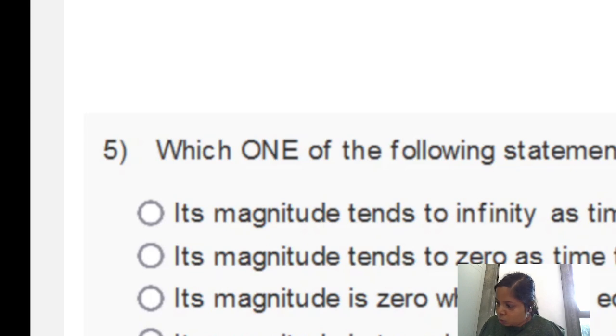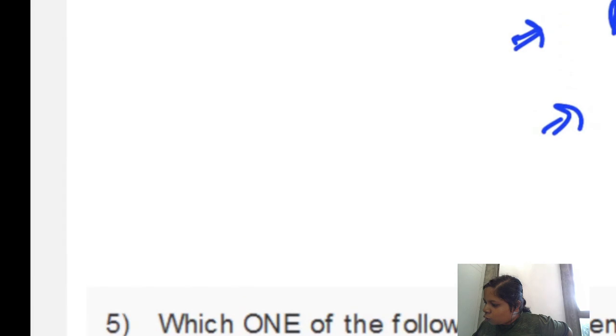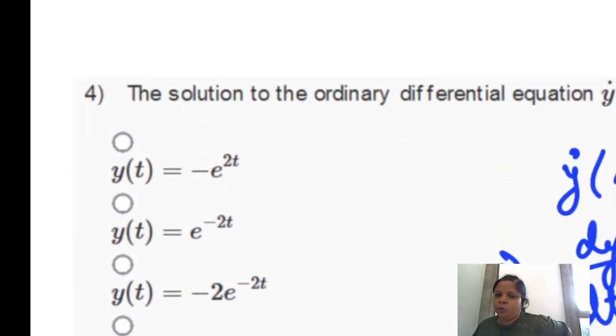And if t tends to 0, it is just the initial condition. So it is at t is equal to 0. What would happen is y is equal to minus e to the power 2 into 0. If this is the case, then y would be minus 1. So this is the initial condition that was given to you, that y0 is equal to minus 1. So it's the same thing.